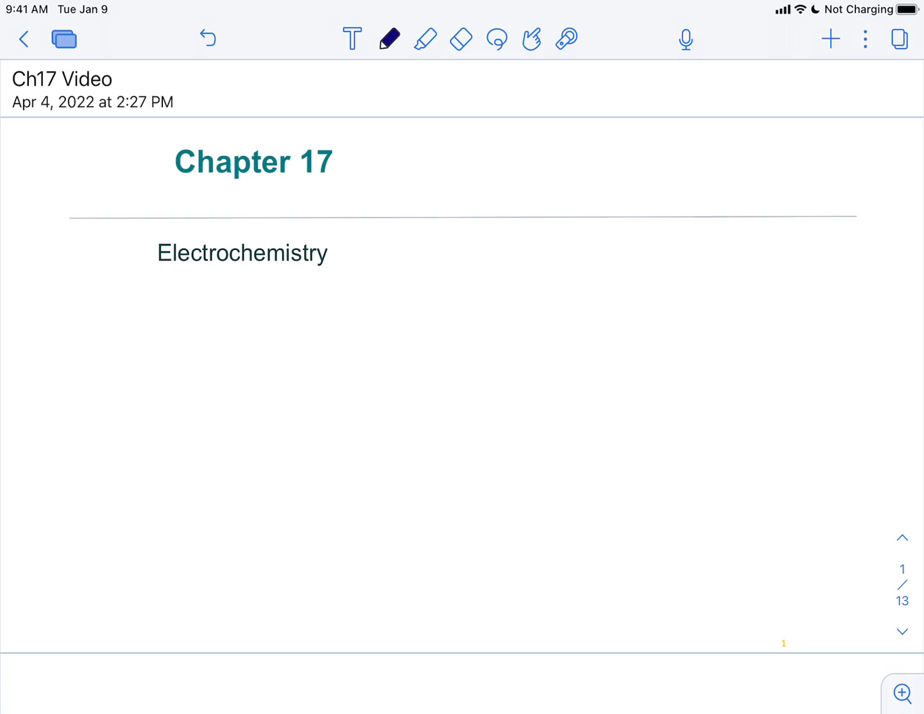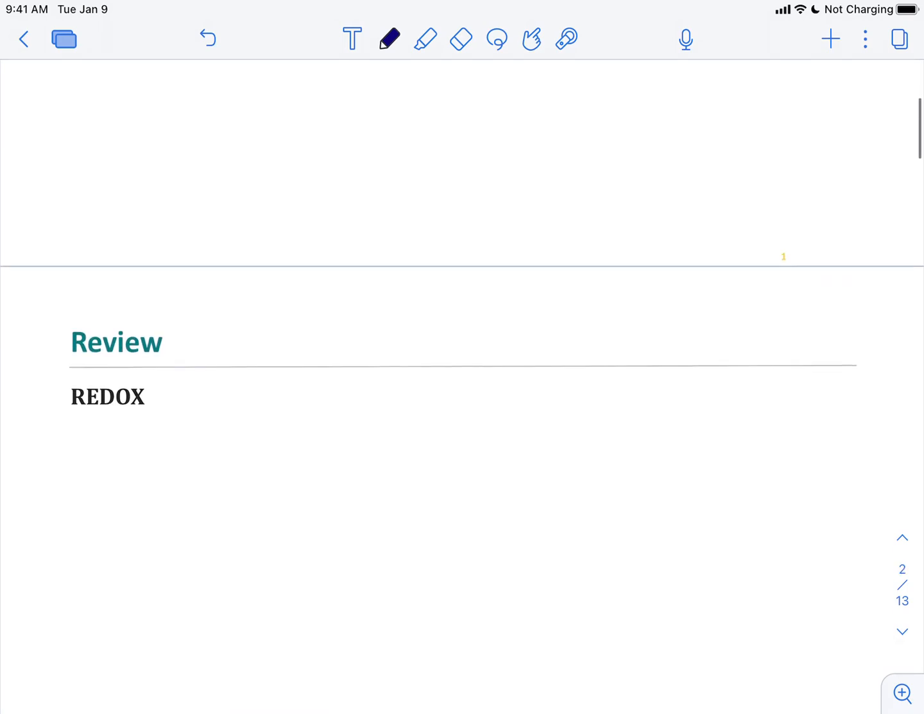These spontaneous reactions are galvanic or voltaic cells. Same thing, just two different terms to refer to it. At the end of the chapter, we'll introduce another electrochemical cell called an electrolytic cell. These are the ones that are non-spontaneous, but we're going to use electrical energy to do work to drive those reactions. But before we jump into electrochemistry, we really have to review redox.